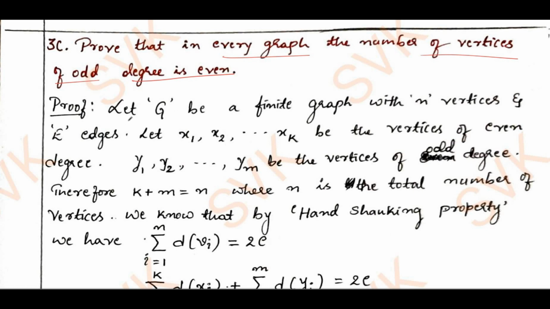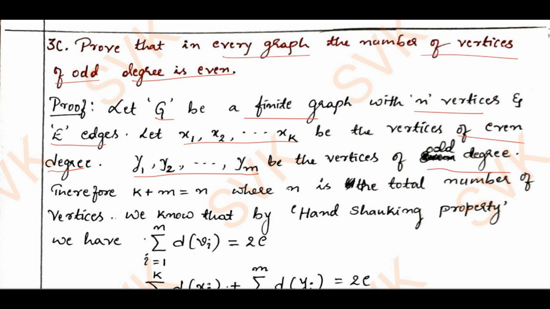So let G be a finite graph with n vertices and E edges. Finite graph means it contains n vertices and E edges. I will define x1, x2 up to xk as the vertices of even degree. Some of the vertices may have odd degree, so let y1, y2 up to ym be the vertices of odd degree.